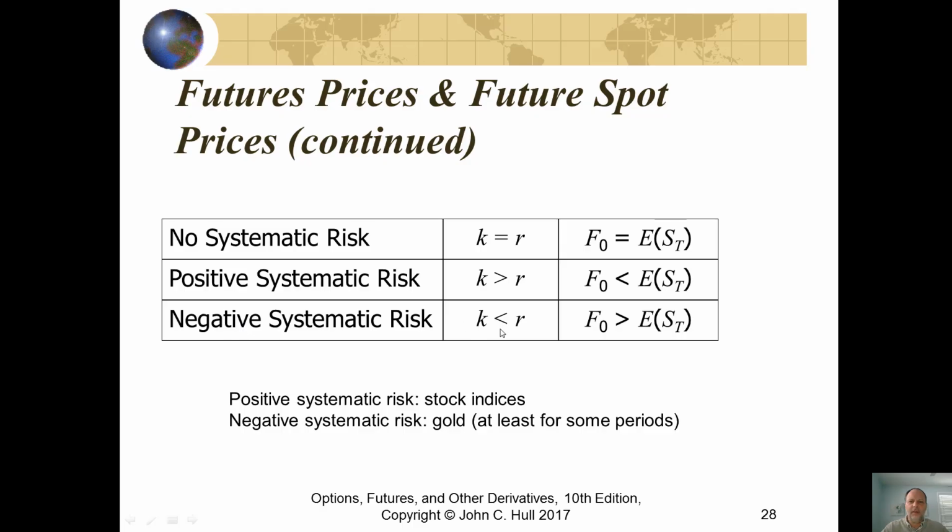If you have K less than R, this is an insurance type product with a negative beta or a negative systematic risk, and then the future is going to be greater than the expected spot price. This is the case in some situations for gold and would be the case in a lot of investments that you would expect to be negatively correlated with your overall portfolio, which are insurance type investments.